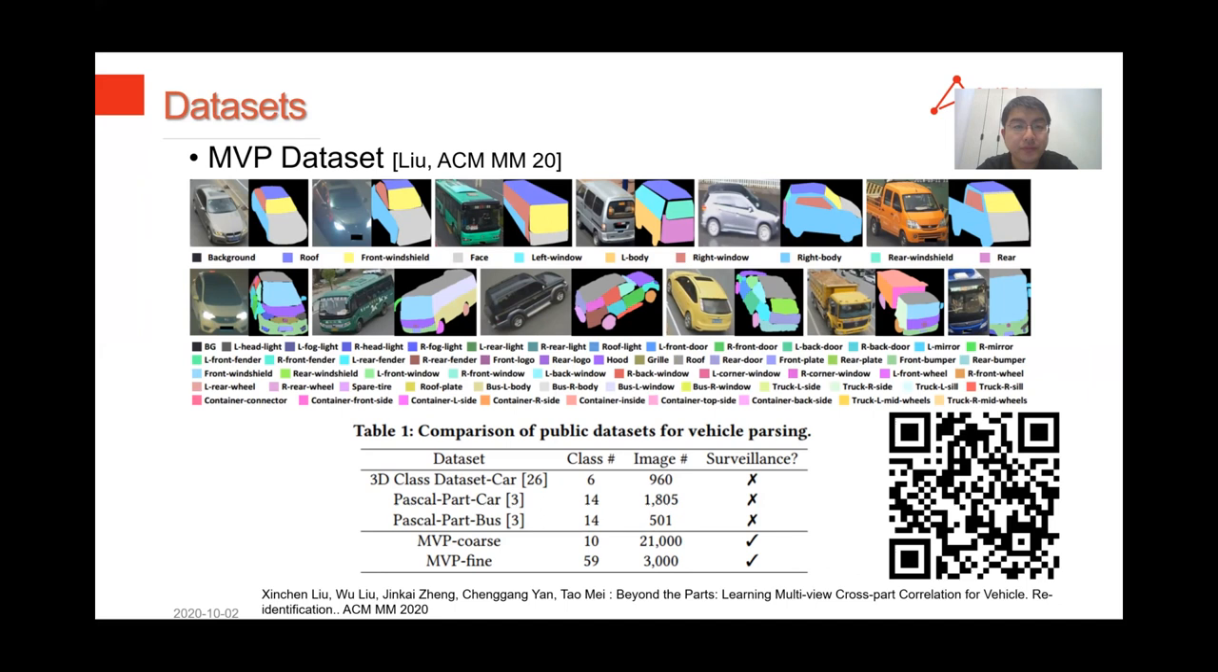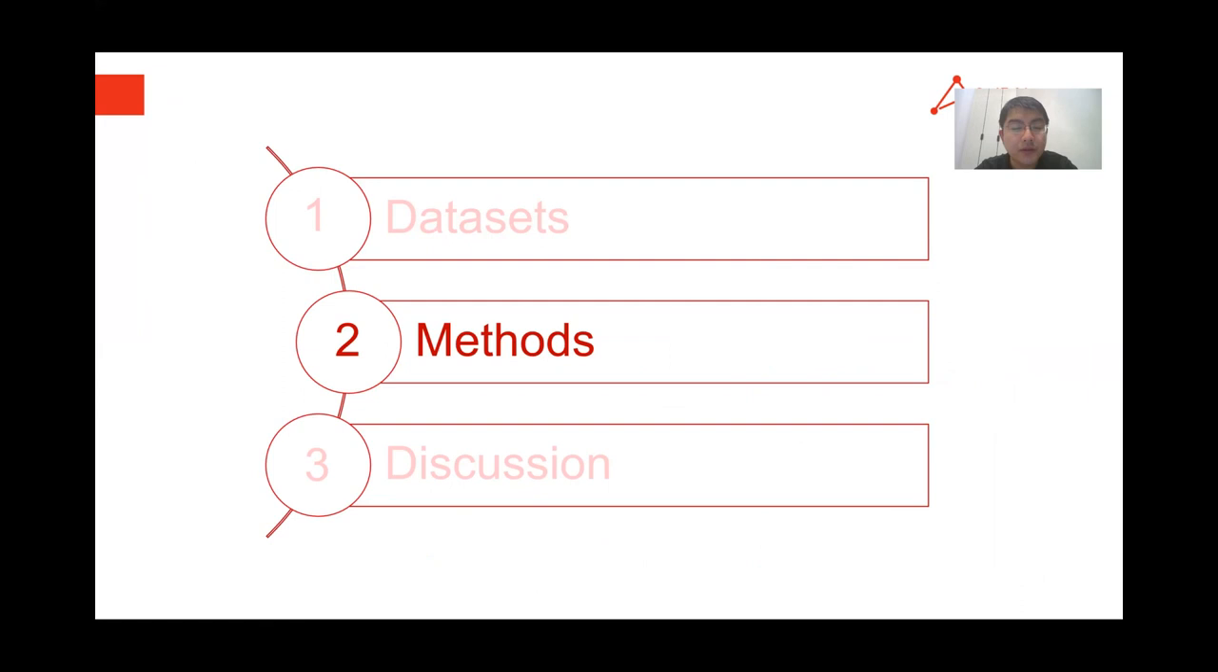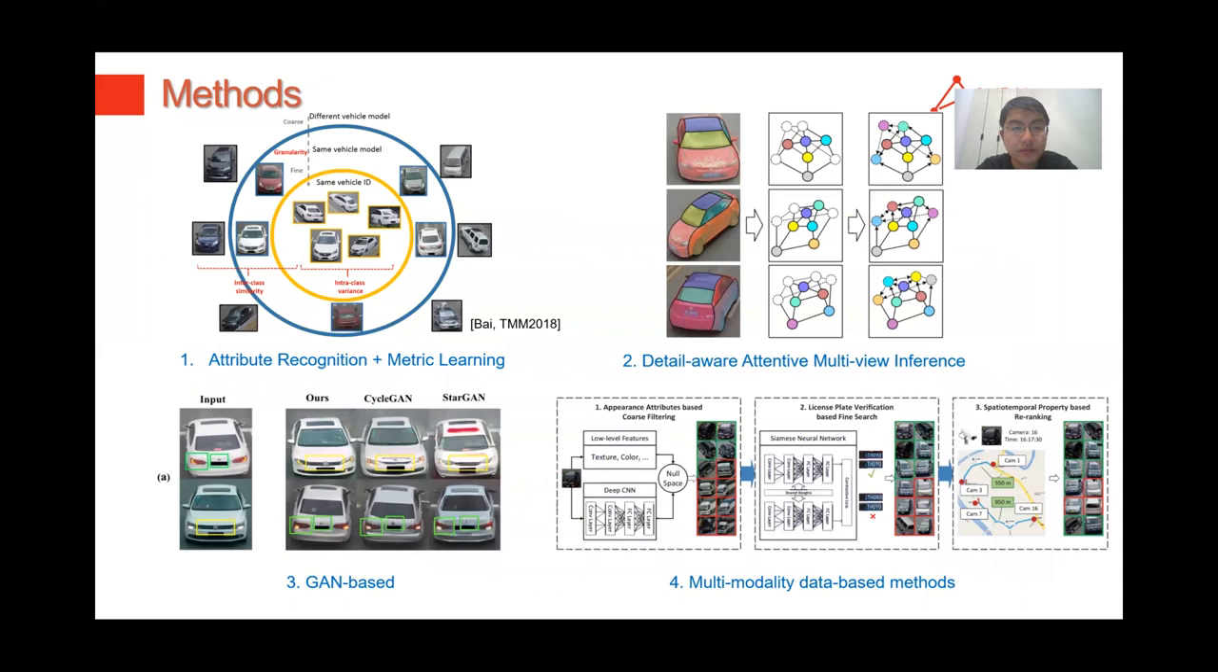Next, I will go into the methods part. I classified the methods into four categories. The first is attribute recognition plus machine learning. The second is the detail-aware alternative multi-view inference. The third is the GAN-based, and the fourth is the multi-modality data-based method.